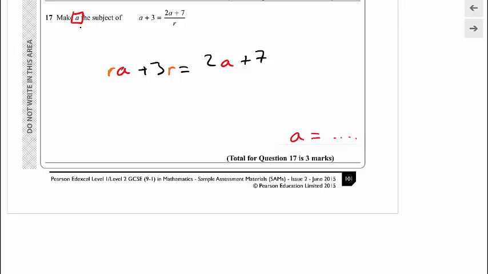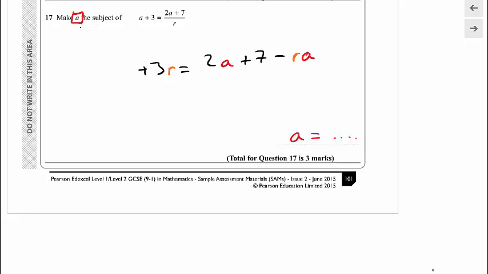But remember what I'm after. I'm after a being the subject of the formula. Well, at the moment, I've got an a on this side, and I've got an a on this side. So surely then I want a on the same side, right? So let's take this ra onto the other side. So I'm going to take it through the equals bridge, and I'm going to take it on that side. But because I've taken it through the equals bridge, what's the penalty fare? I have to stick a negative on the front. It was a positive, so I have to change the sign.